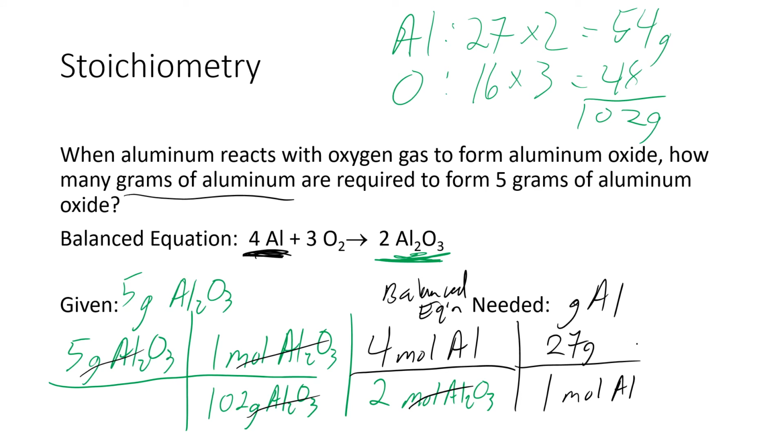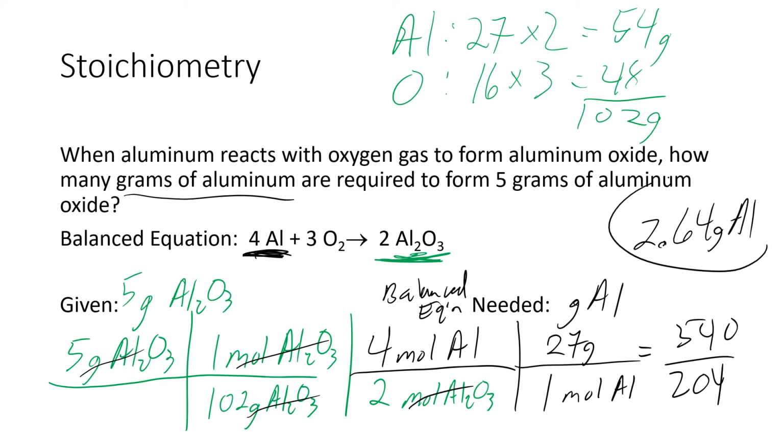27 grams. All right, so some fancy math here. 5 times 4 is 20, and 20 times 27 is 540 as our numerator. That's multiplying the tops, 27, 4, and 5. And then 102 times 2 is in the denominator, so that's 204. When we divide 540 by 204, we get the answer of 2.64 grams.